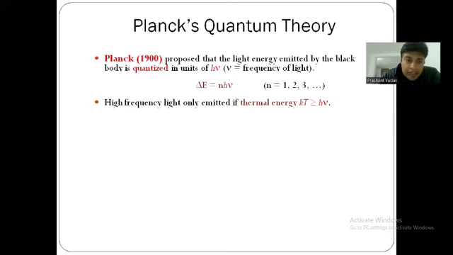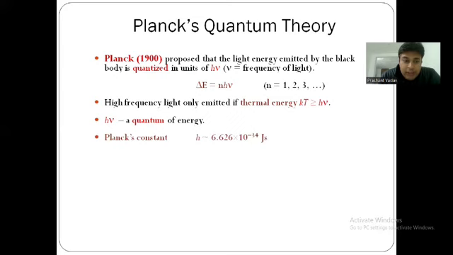Higher frequency light is only emitted if thermal energy kT is greater than or equal to h nu. So as the temperature increases, the energy frequencies increase. So h nu is a quantum of energy, where h is Planck's constant and nu is the frequency of the body's atoms which emit the energy. The atoms and molecules of that body vibrate at a certain frequency nu, and they only absorb and emit radiation in that frequency range.